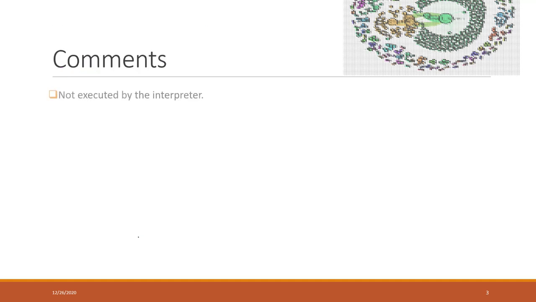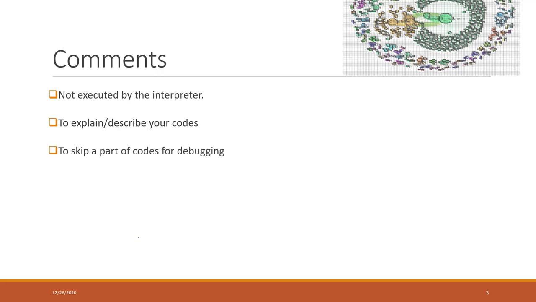All right, before we start, let's look at comments. Comments are the part of your Python code, or any programming code, that is not executed by the interpreter. When you create Python code, you may want something to be ignored by the interpreter. Those tags are meant to be read by programmers or other human beings. Comments are used to explain or describe the purpose of your Python code. Sometimes we can also use comments to skip a part of the code, for example for debugging purposes.